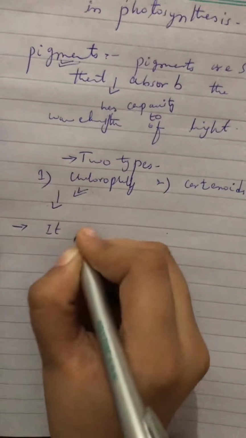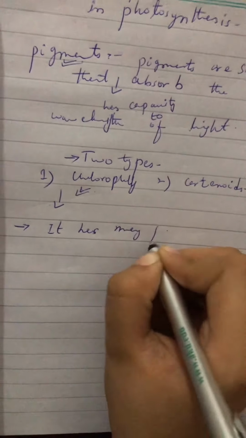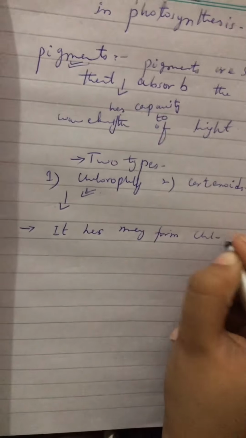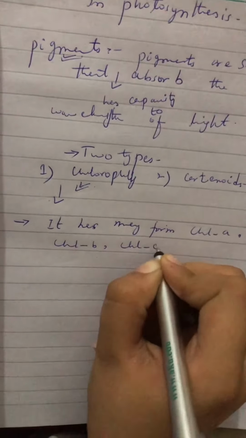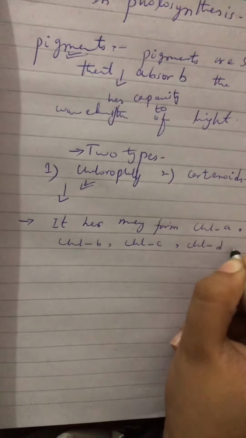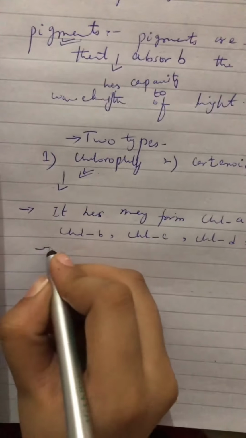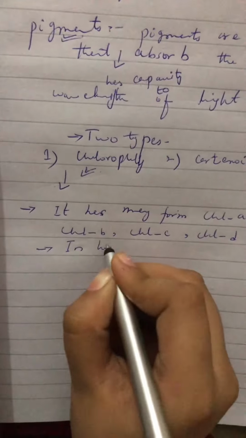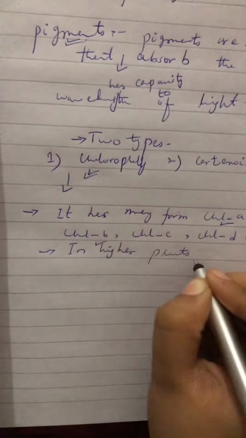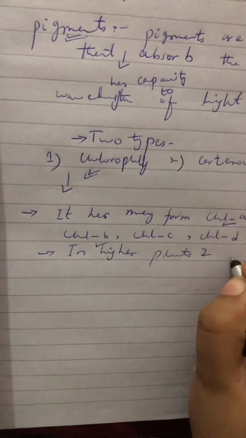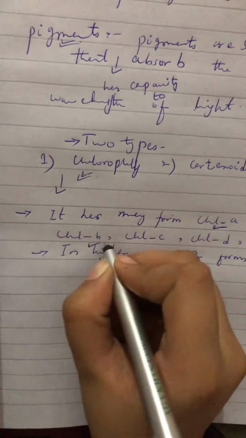Chlorophyll has many forms, which are chlorophyll A, chlorophyll B, chlorophyll C, chlorophyll D, and chlorophyll E. But in higher plants we only discuss chlorophyll A and chlorophyll B, right?